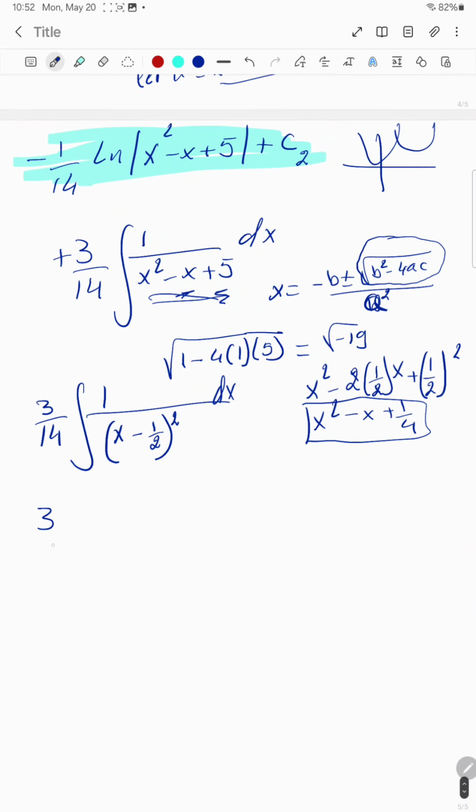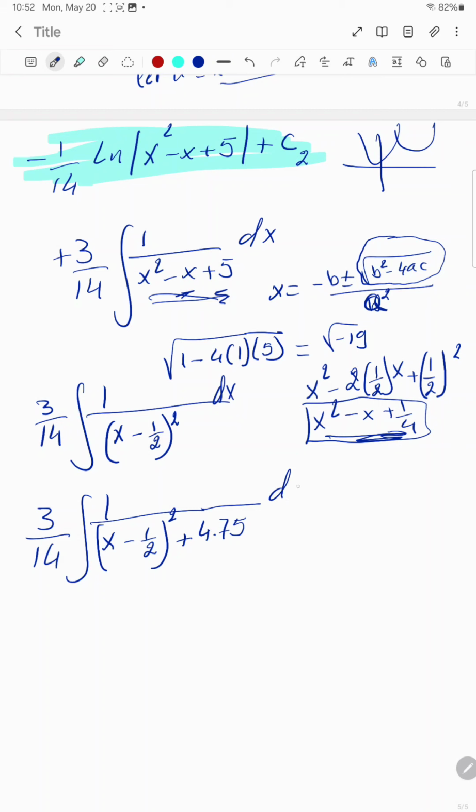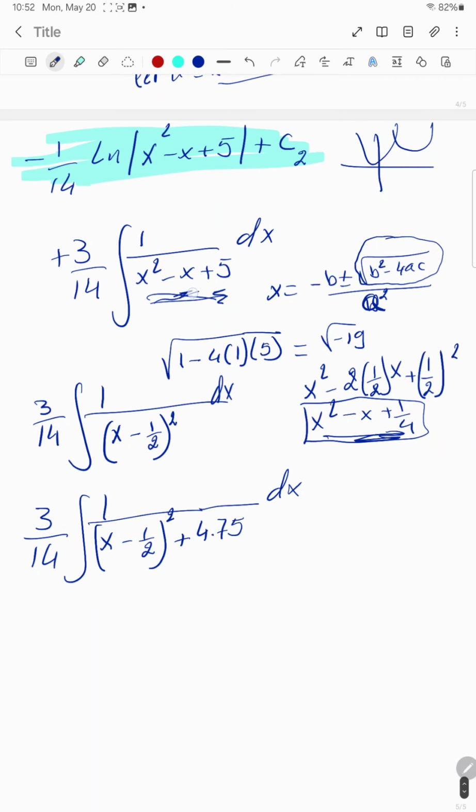So this becomes 3 over 14 integral of 1 over (x minus 1/2) squared, which is equal to x squared minus x plus 1/4, plus 0.25 times 4.75 dx. Okay, and again, how did I come up to that solution is by practice. I cannot factor this out.